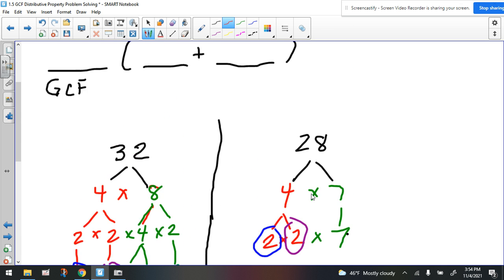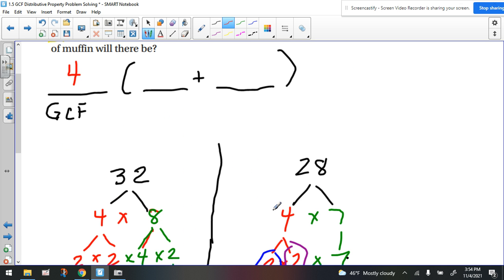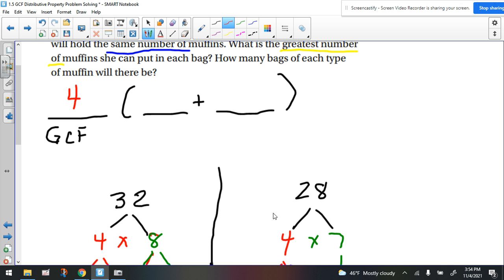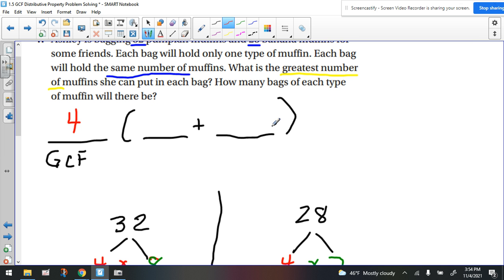Now that's the number we're going to use right here. Before you go any further, it's always a good idea to look back at the words that say greatest number of and figure out what would be the label on that. Greatest number of muffins she can put in each bag. Whenever you write the number GCF down here, you should look for something per something, because there's usually going to be two units. And what are the units? It's muffins per bag, per one bag. So I'm just going to put M for muffins and B for per bag. So that's 4 muffins per bag.